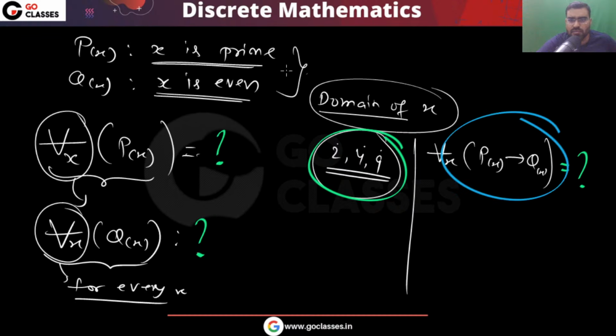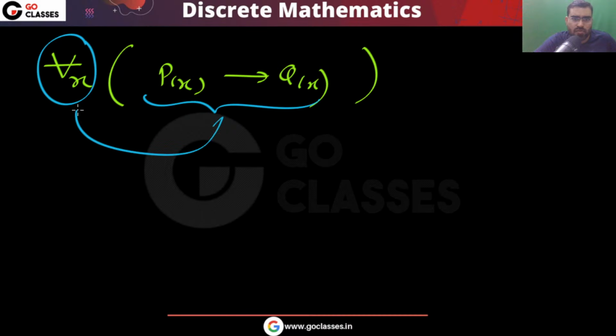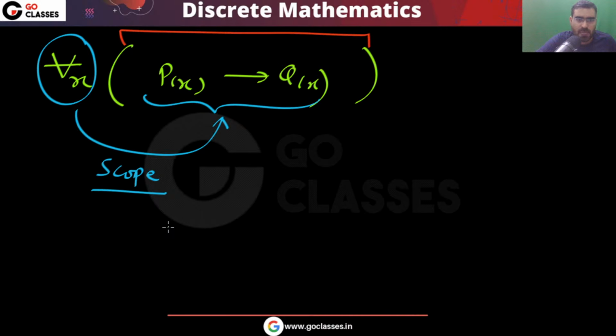Okay, what about this one? For all x, Px implies Qx. Remember, for this universal quantifier, this is the scope, because this parenthesis is telling you the scope. From this parenthesis to this parenthesis, this is the scope of this universal quantifier. So please understand this difference between these two. This difference is very important.